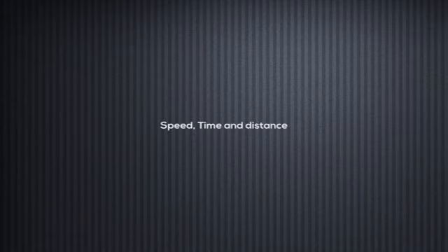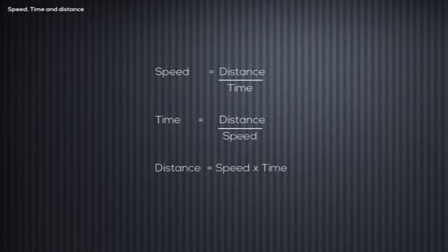Speed, time and distance. In this lesson, we will learn about the relationship between speed, time and distance. The relationship between distance covered at a particular speed in a certain amount of time is: speed is equal to distance by time. The same formula for time and distance becomes: time is equal to distance by speed, and distance is equal to speed into time.